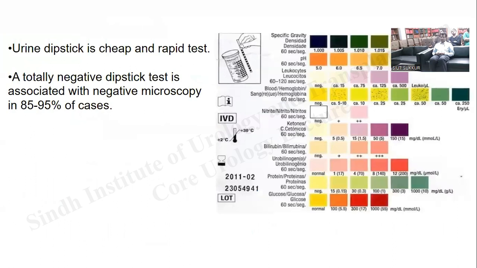Now, urine dipstick is a cheap and rapid test. It can be performed at the bedside of the patient. A totally negative dipstick test is associated with negative microscopy in 85 to 95% of the cases. That is, specificity is high. Now, in this picture, we can see the change in the color of the strips in the dipstick, which gives us a hint towards the diagnosis.